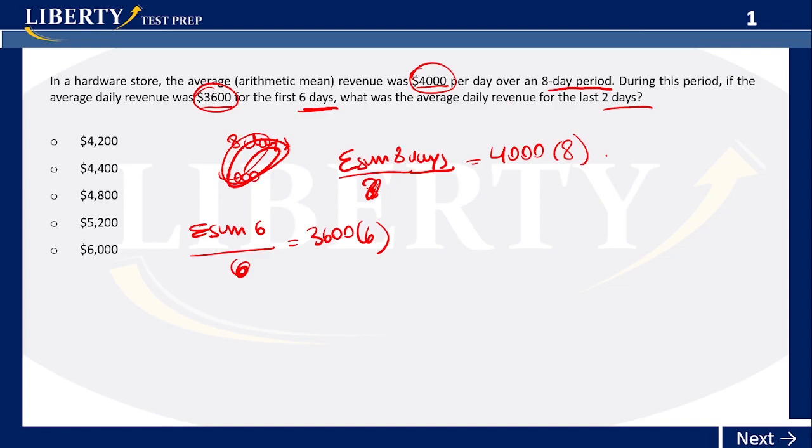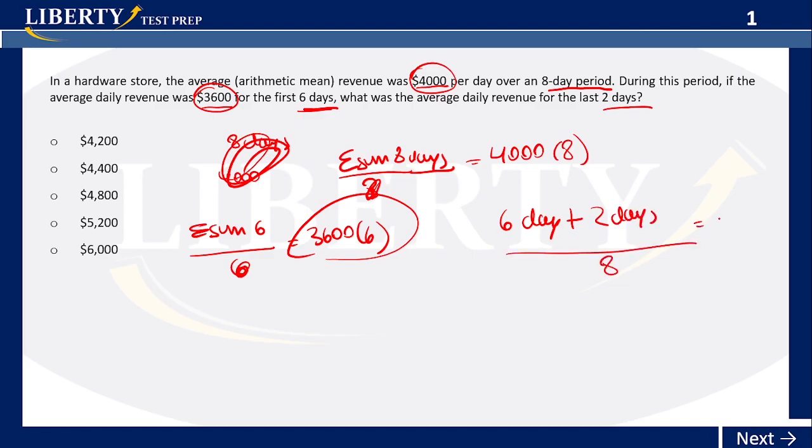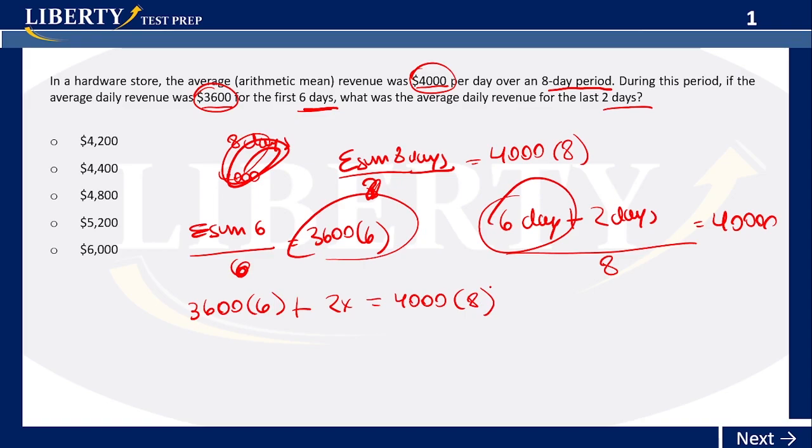So we know that we have the first 6 days plus the sum of the next 2 days, divided by 8, is equal to 4,000. So what we're going to do is this. We have the value for this, which is 3,600 times 6, plus 2 days. We don't know, so we're going to say 2x. That's what we're looking for. And that's equal to 4,000 times 8. So there you solve for x.